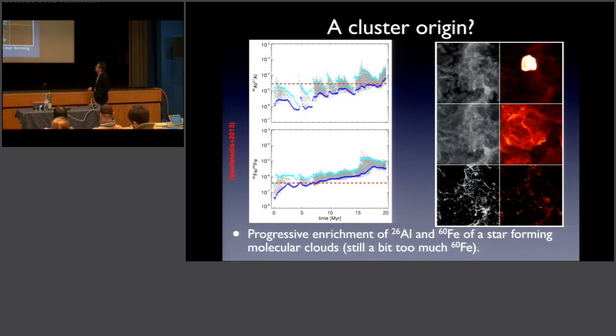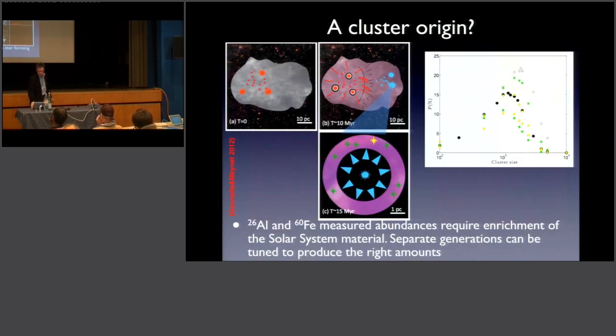You still overproduce the iron-60, because you see here what they are simulating. This is the density of the gas in the cloud as a function of time. This is when the supernova exploded. This is after 1 mega-year. When the supernova explodes, it creates a lot of iron-60 and aluminum-26. This is the aluminum-26 that then gets mixed with the rest, and actually it's concentrated in the high density region. So that was the idea behind this model, but still you have too much iron-60.